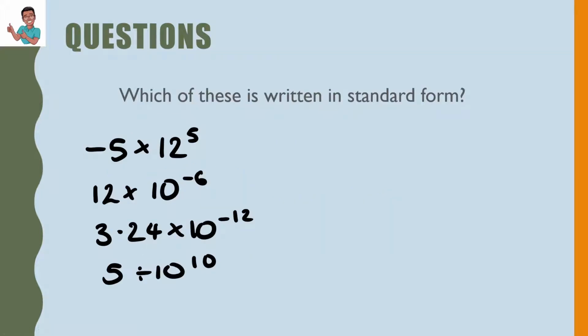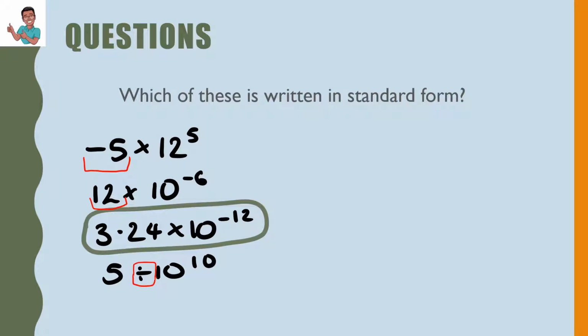Based on that, which of the following is written in standard form? Press pause and have a go. When you're ready, press play. 3.24 times 10 to the minus 12 is written in standard form. Here we can see that minus 5 does not fit the rule for a, 12 also does not fit the rule for a, and we have division instead of multiplication.